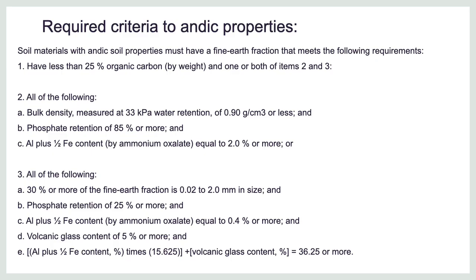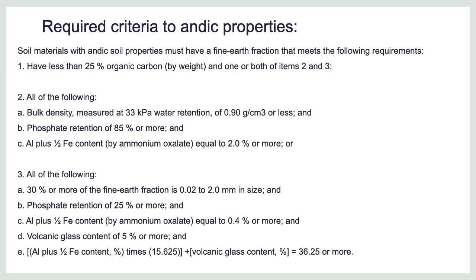Okay, so to identify endic properties in one specific horizon, I need to fit, first of all, number 1, 25% of organic carbon, or less than 25%, I'm sorry, and I need to identify letters A, B, and C, or I should identify the statements at number 3. Let's see number 3. They are 30% or more of fine earth fraction, varying between 0.02 to 2 millimeters in size. Okay, I can measure this very easily.